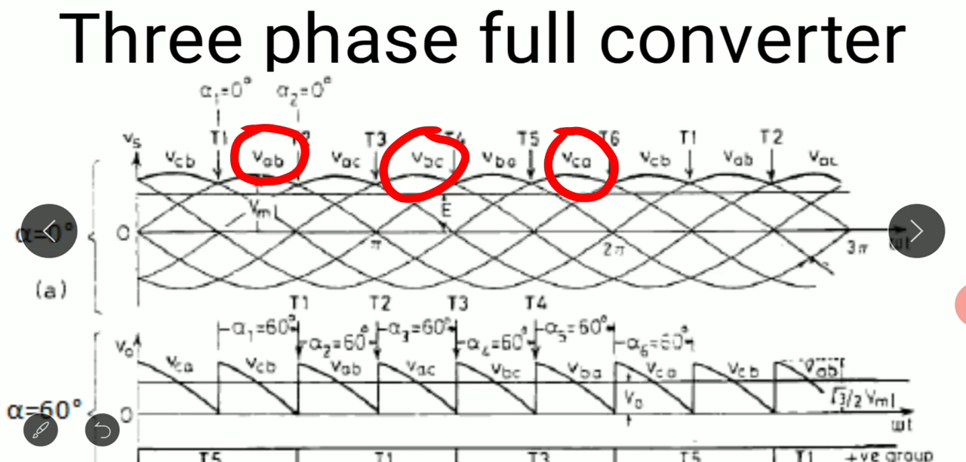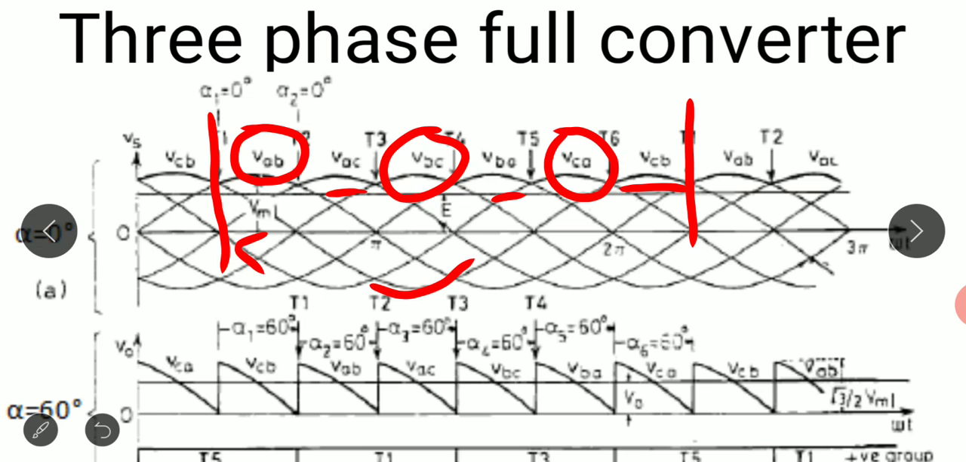And along with this, we have negative of VAB. Negative of VAB is VBA voltage. Negative of VBC, that is along this curve, this is VCB. And negative of VCA is VAC. So, in totality, we have six such line voltages.